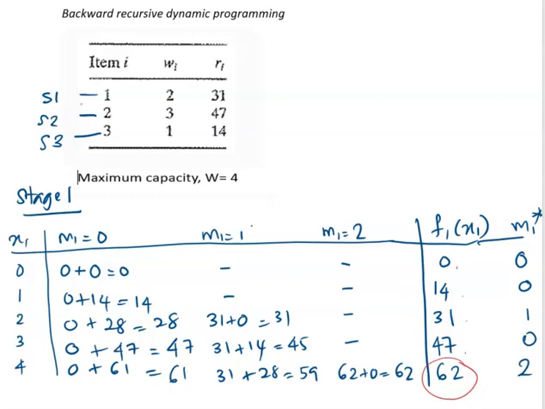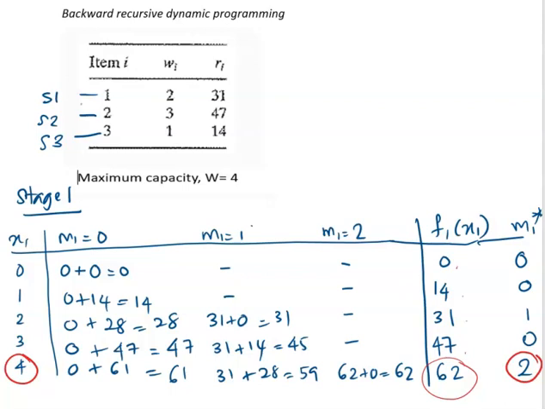And so what does it mean? It means that x1 equals 4, and the unit of item 1 is 2. That means we have to take 2 units of item 1. How about the other items? Should we get them also? So basically, how do we know about this?